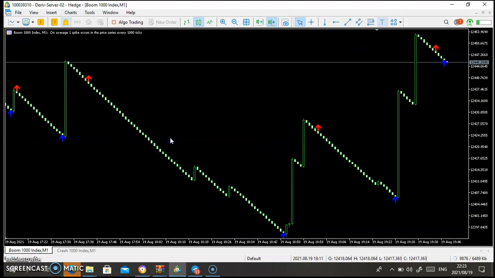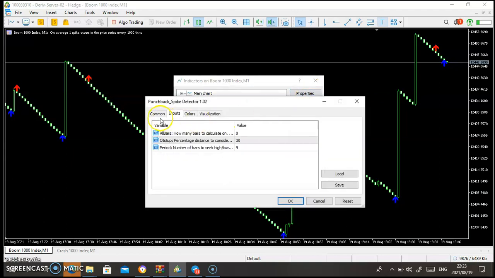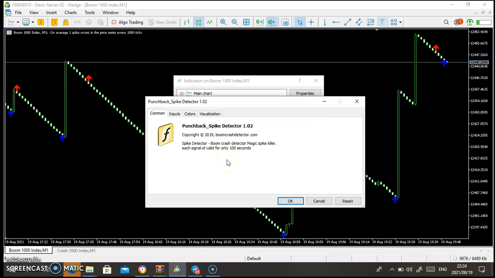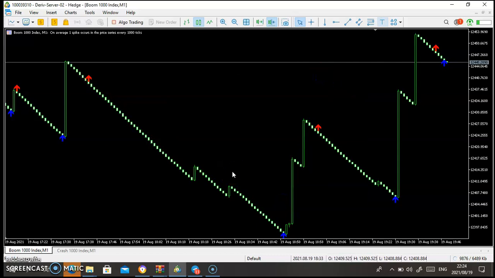Now, what does the Punchback spike detector system tell us when we install the indicator? Let me click on the Punchback spike detector and click on properties. It tells us: spike detector, boom crash detector, magic spike killer, each signal ID valid for only 100 seconds. It means when it gives us a signal, the arrow, it is only valid for 100 seconds. For example, if you get an arrow over here, you are supposed to take the buy. If it's more than 100 seconds, you exit the trade. That's what it's basically telling us.